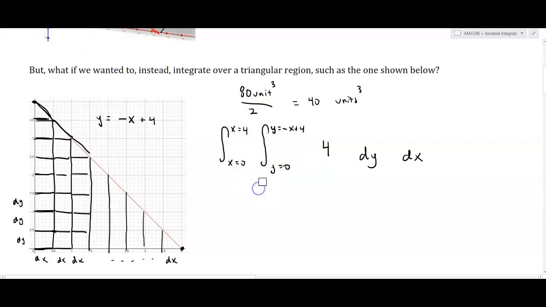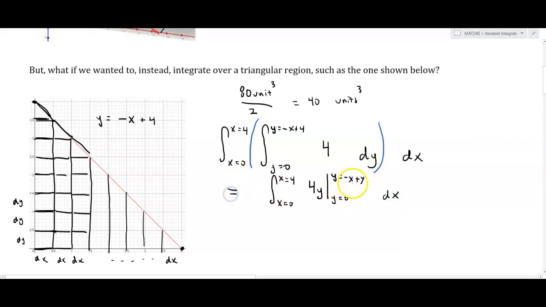Now I can compute this by evaluating the inner integral first. Notice that our upper boundary involves a variable, and there's nothing wrong with that. It just means that we're going to replace y with -x plus 4 on its upper bound and y equals 0 on its lower bound. So if I focus on this inner integral first, the integral of 4 dy is 4y, and I'm going to evaluate it on the boundaries y equals 0 and y equals -x plus 4. And once I'm done with that, I'll integrate from x equals 0 to x equals 4 dx.